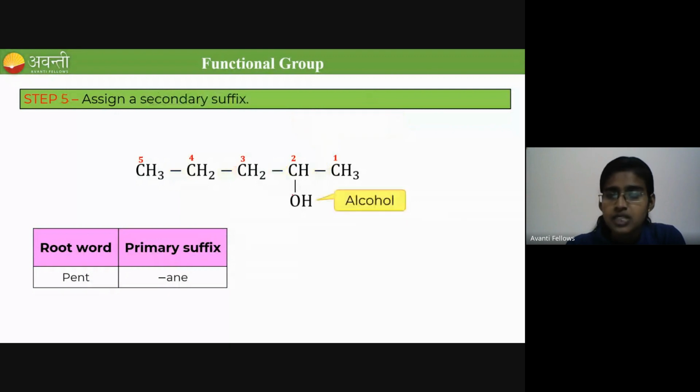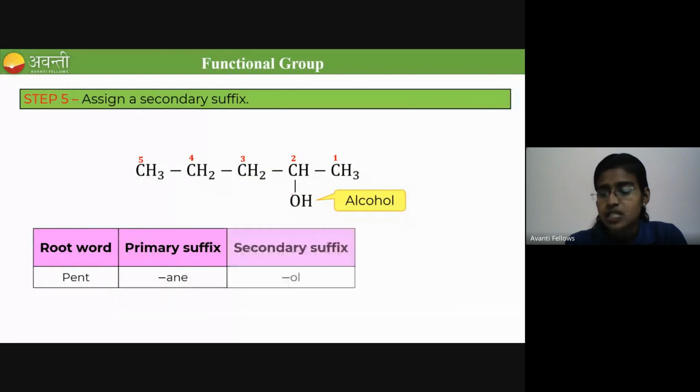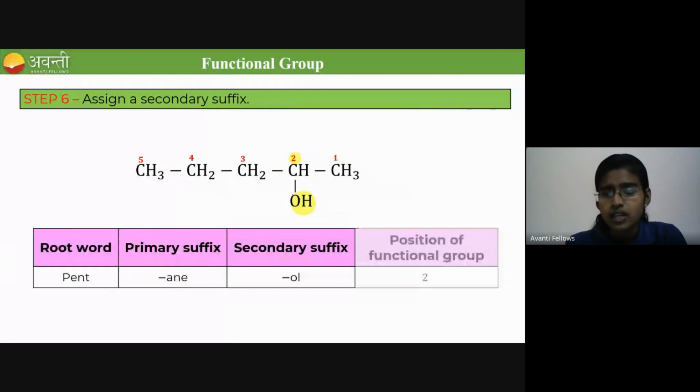And now coming to step 5, you have to assign the secondary suffix. Secondary suffixes are the functional groups. It is alcohol. The suffix for alcohol is OL. Very good, Anvisha. It is OL. Yes. Now what is the sixth step? You have assigned the secondary suffix OL and the position of the functional group is 2.